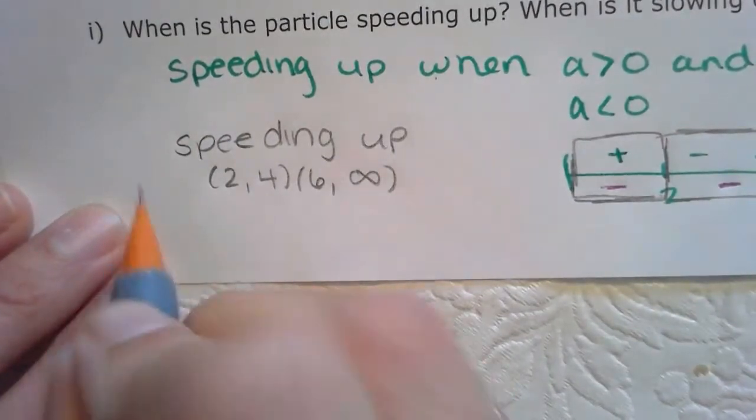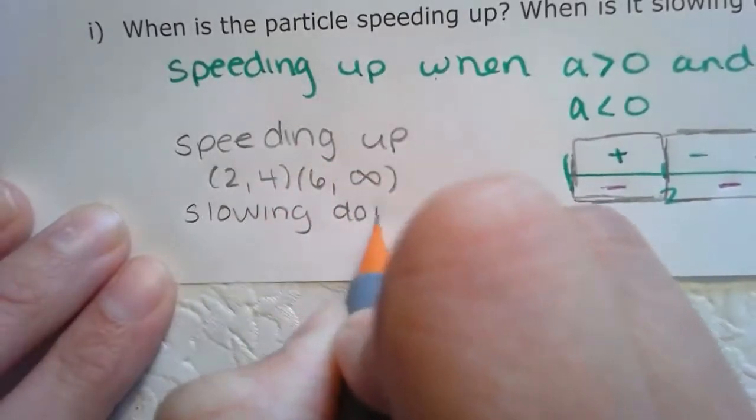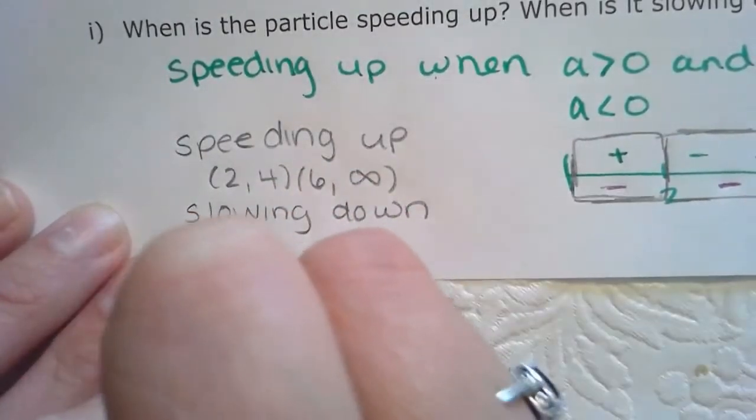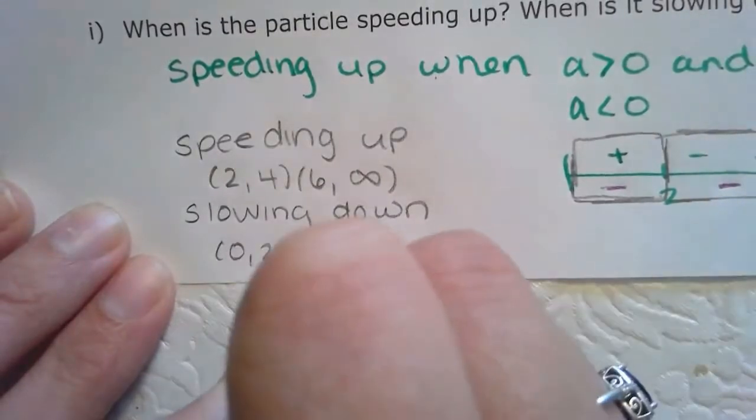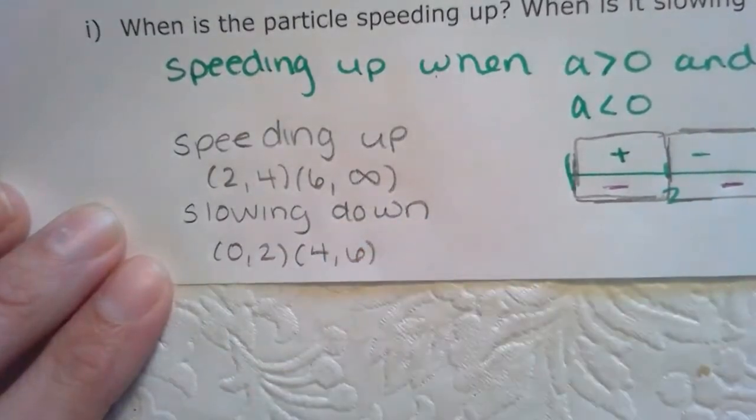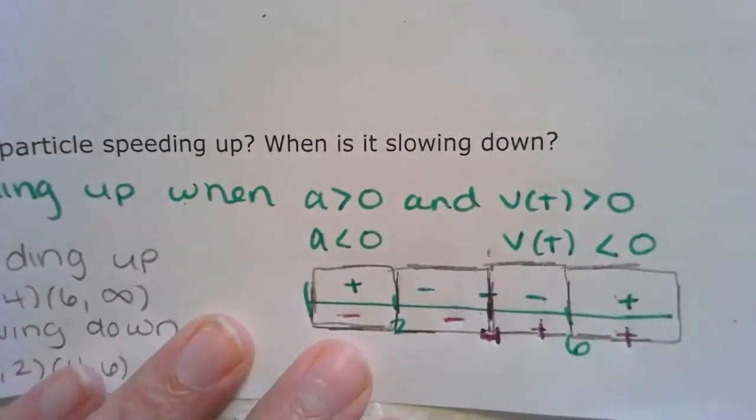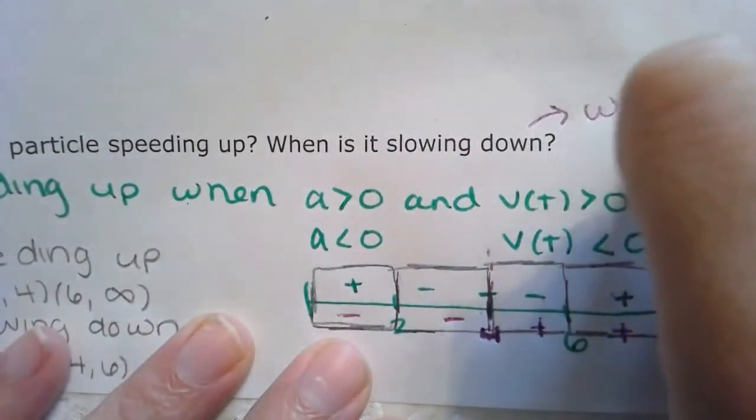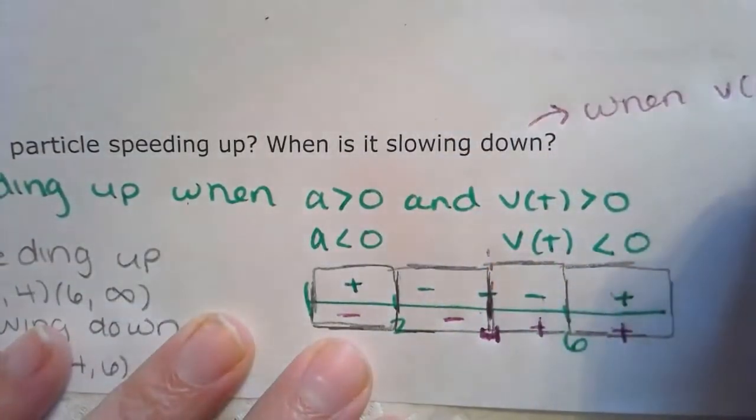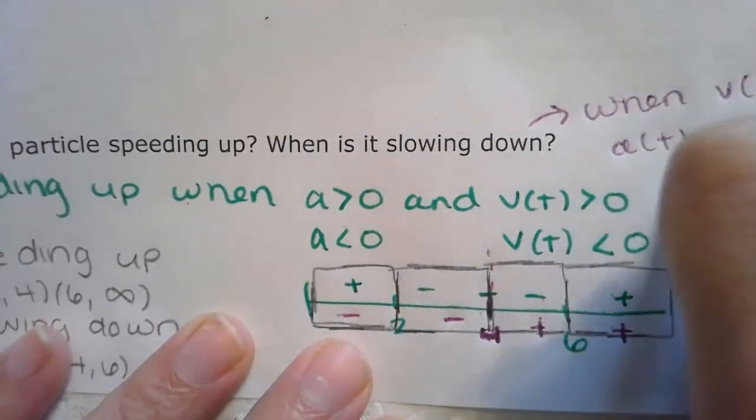and that it is slowing down from 0 to 2 and 4 to 6. So speeding up is when the signs are the same. Slowing down is when velocity and acceleration have opposite signs.